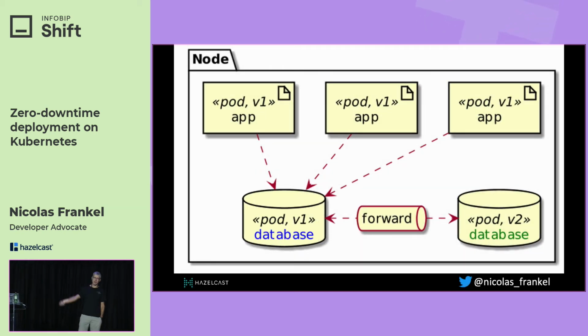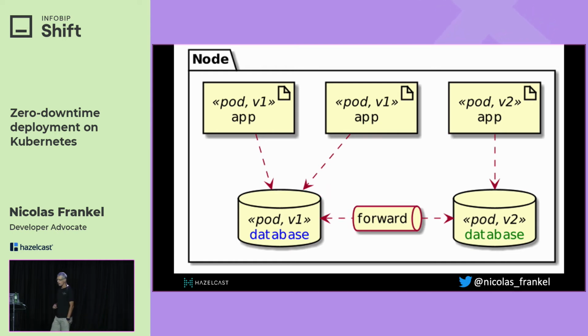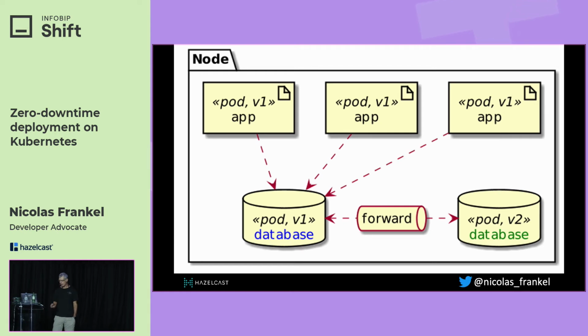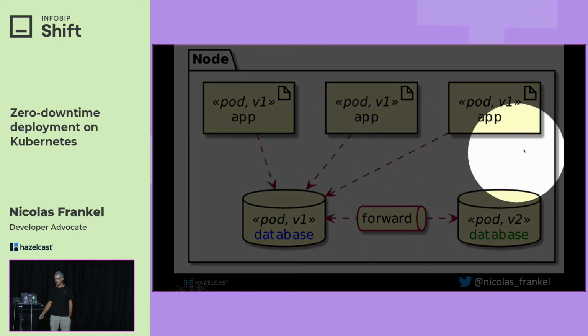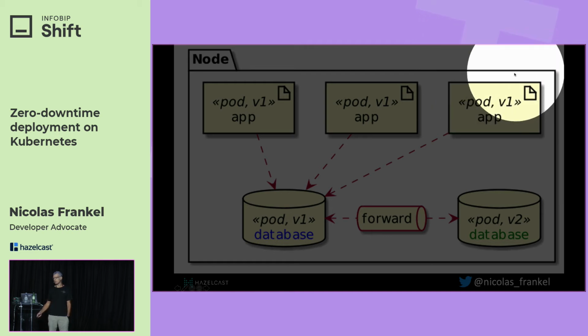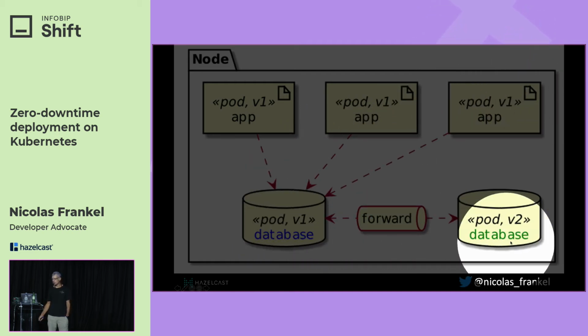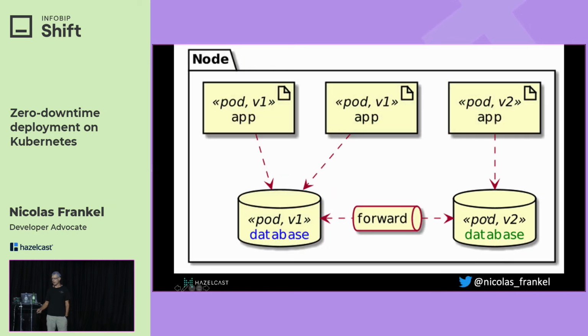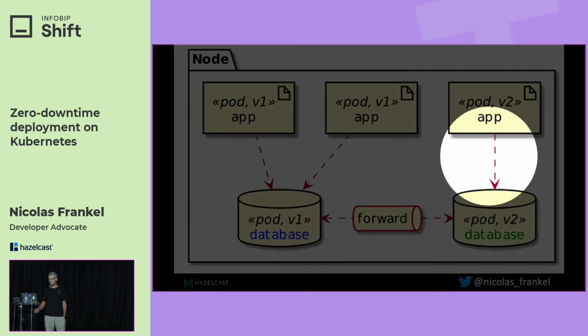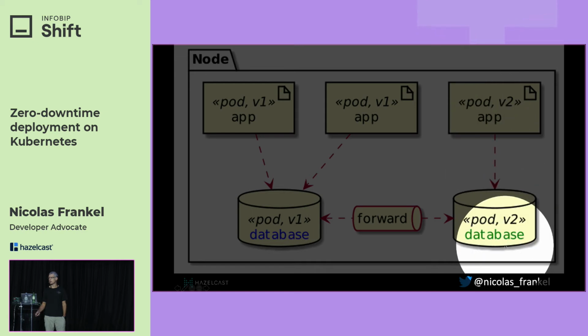Now, I will start my deployment of the application pods. And that's the important part. Because in the previous step, every time a user, let's say on this pod, updated the database, the change was streamed to the new database. So when I deploy a new version of the pods, the data is up to date in the green database.